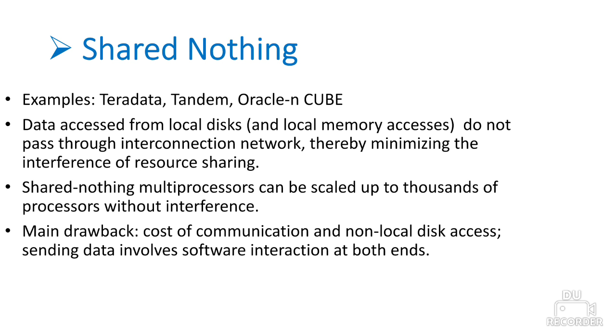Main drawback: what is the main drawback of shared nothing? The cost of communication and non-local disk access. Sending data involves software interaction at both ends. The cost of communication is very high, and in shared nothing architecture, if a processor P1 modifies some data in memory M1, it will not be seen by other processors.